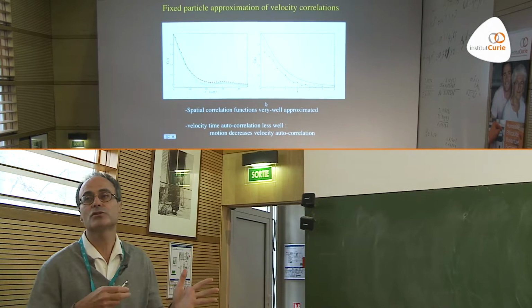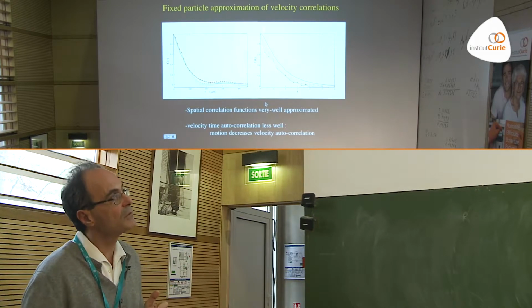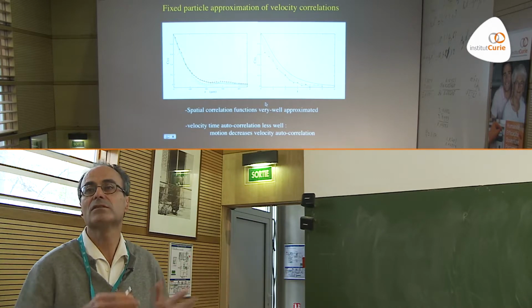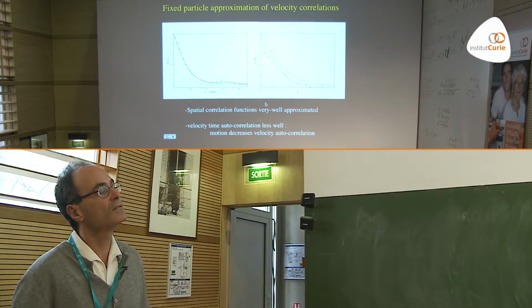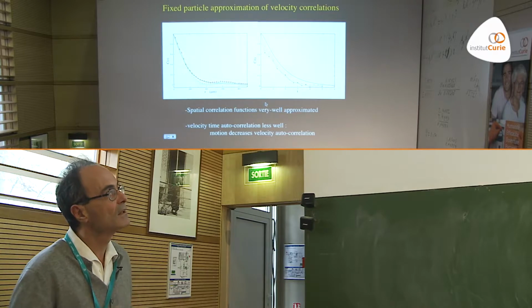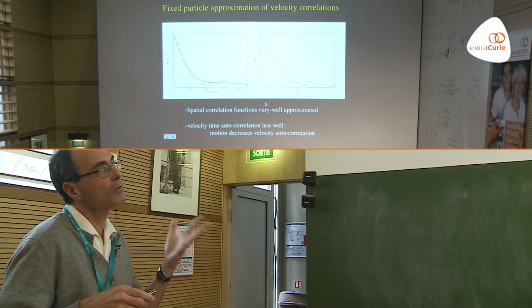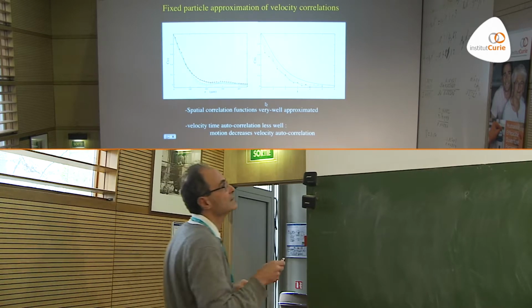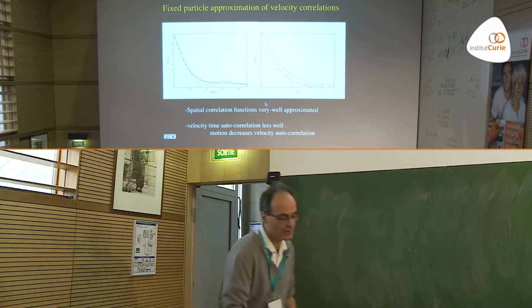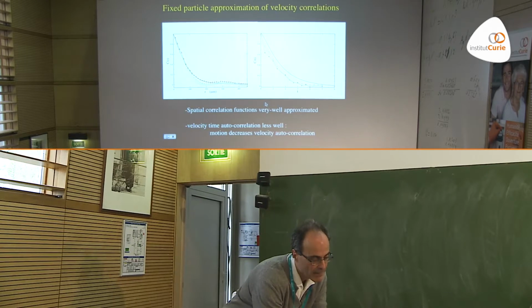So it means that motion reduces a bit the correlation in time, the autocorrelation of the velocity. The fact that cells move reduces a bit the correlation. But basically, with this approximation, you can see how things depend on different parameters.